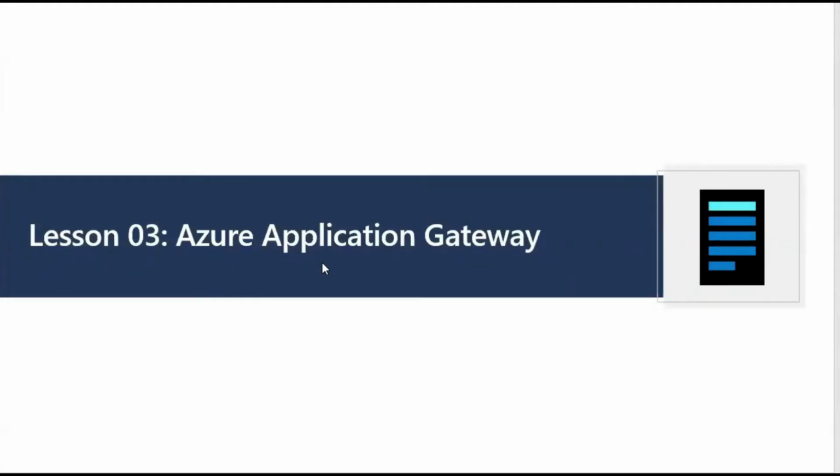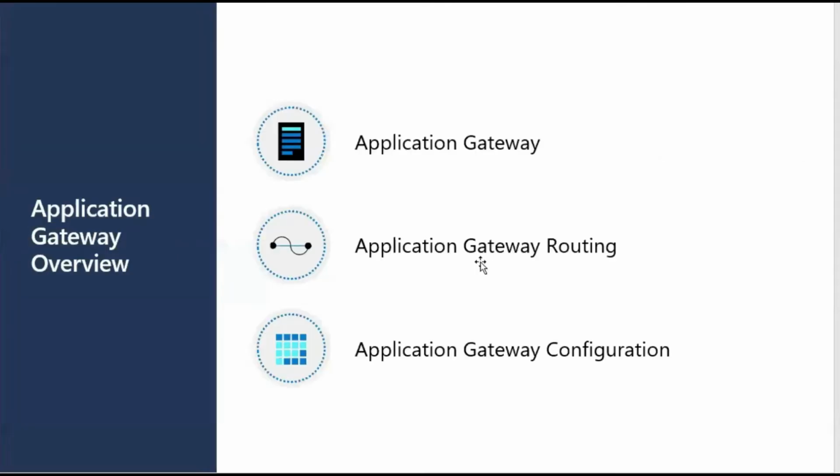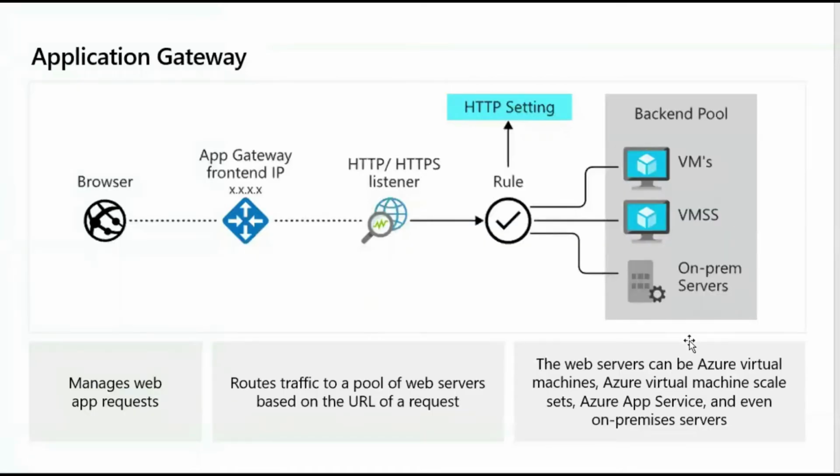Another section we're going to discuss is Azure Application Gateway. As part of this, we're going to discuss Application Gateway routing and Application Gateway configuration. So gateway means a router, right? Application gateway means it will direct the traffic to particular applications. So when you browse any application, based on your requirements, it will direct the traffic to either one VM or a set of VMs or on-premises servers.